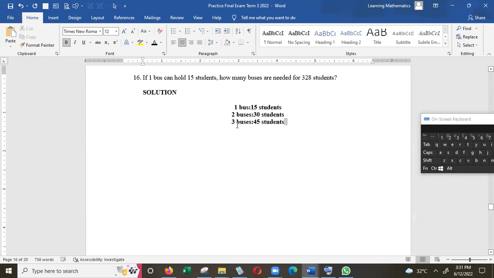Let's do one more example. What if you have 60 students? How many buses would you need for 60 students? So you have to divide 15 into 60. You need 4 buses. Okay, so these are easy division. So therefore now, for 328 students, you'd have to divide 328 by 15.